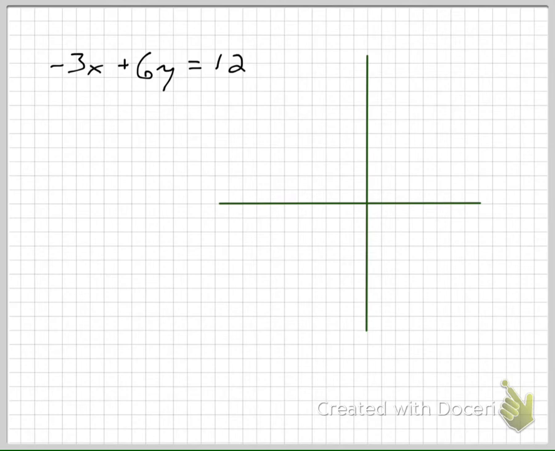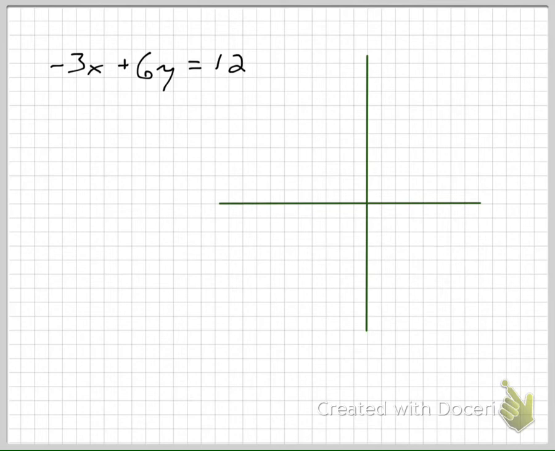I would like for you to graph this equation for me using the intercepts. All right, here we go. So here's how you do it. Listen, this works for anything. You can graph any equation by doing this.